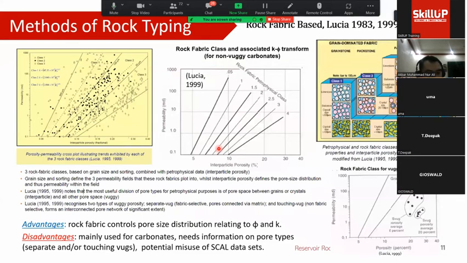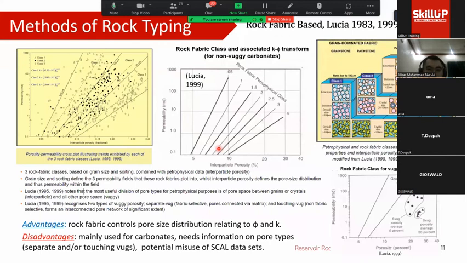the disadvantage of this method for carbonate is that if we have vugs or fractures, separate and touching vugs, potentially mispredictions will happen, and also there is the potential of overlapping in special core analysis data for capillary pressure and relative permeability data.